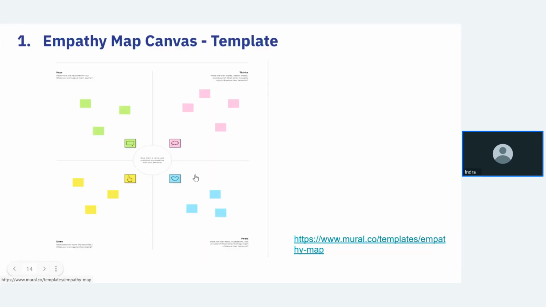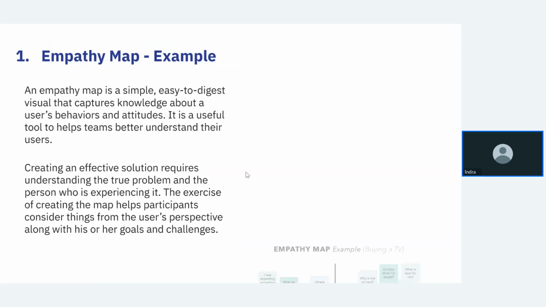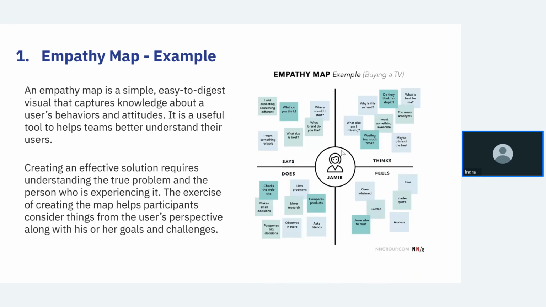All right. So if you see, guys, I'll give you one example here. Let's say, imagine that there is a guy who wants to purchase a TV. It's a very simple diagram of a particular person called Jamie who is willing to buy a TV. So you can see now the four sections: says, thinks, does, feels. In the says, these are the actual words that Jamie is speaking out loudly. For example, what size of TV will be best for him? He wants something reliable.